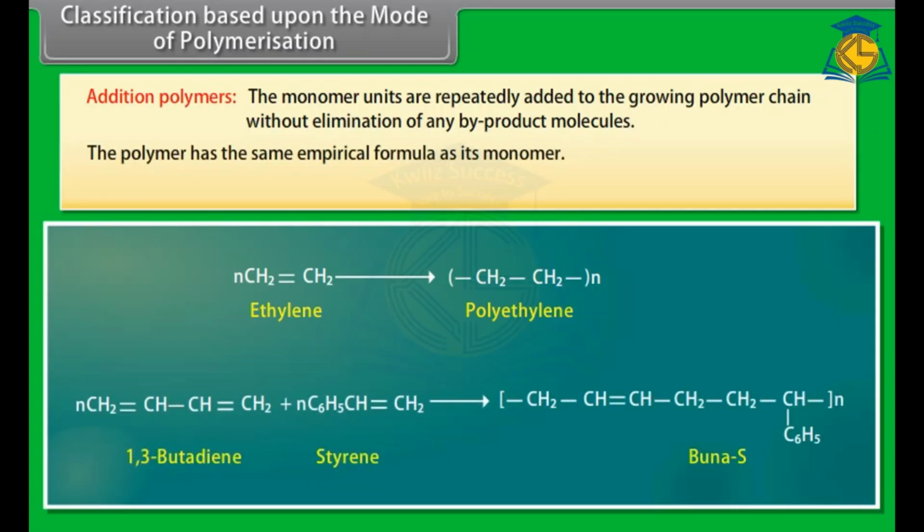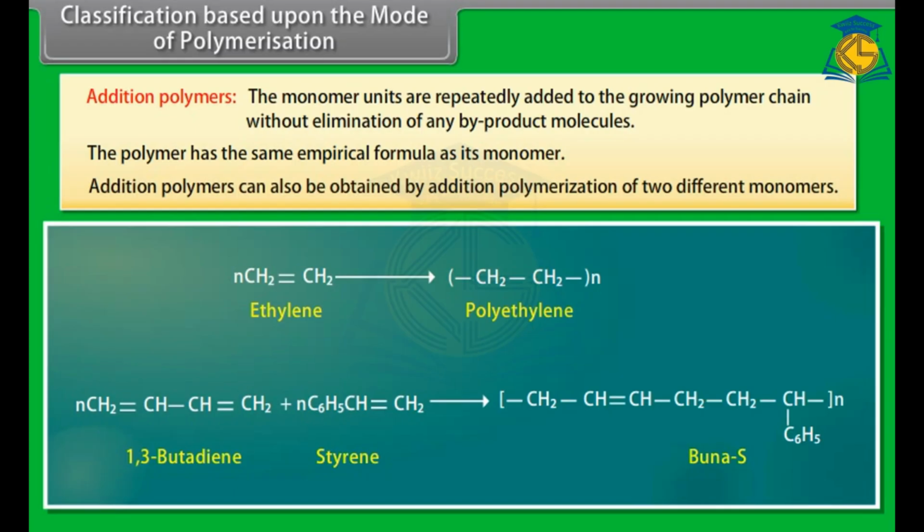The polymer has the same empirical formula as its monomer. The monomers are unsaturated compounds, usually derivatives of ethylene. For example, polyethylene. Addition polymers can also be obtained by addition polymerization of two different monomers. For example, Buna-S.